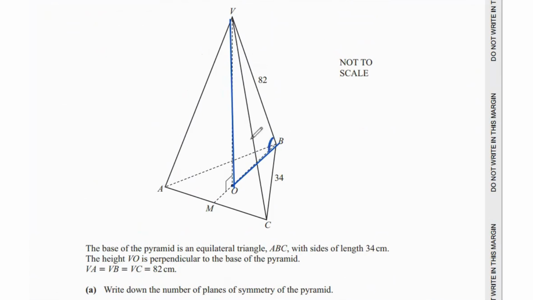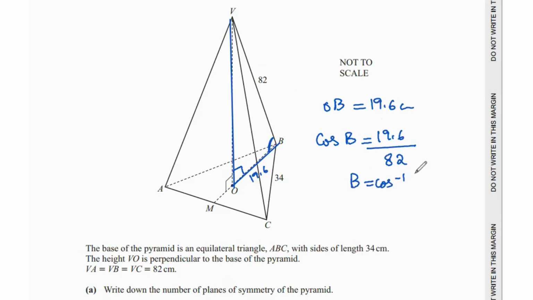So we already know OB, that's 19.6. This is a right angle triangle. As you can see, this is perpendicular to the base. We have the adjacent, we have the hypotenuse. So using cosine, we can figure out the angle. Cos of B equals 19.6 divided by 82. So cos inverse of 19.6 over 82, and that's going to give us 76.17 degrees. That is angle B.